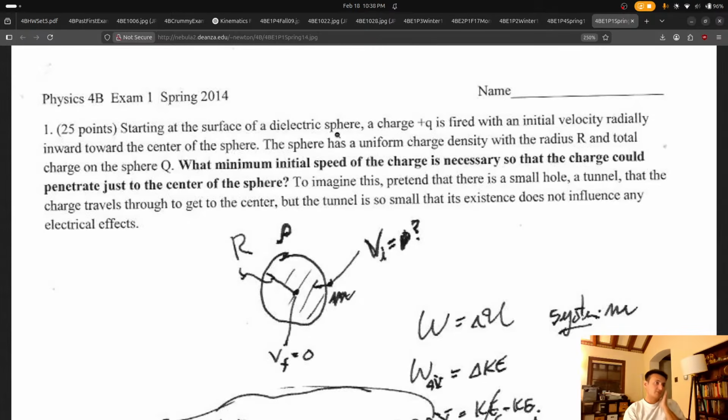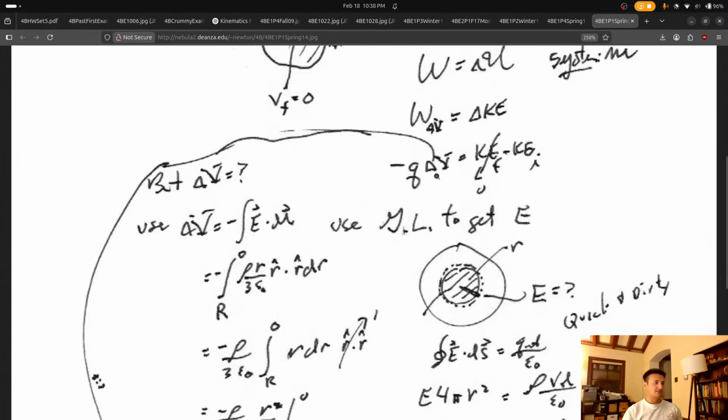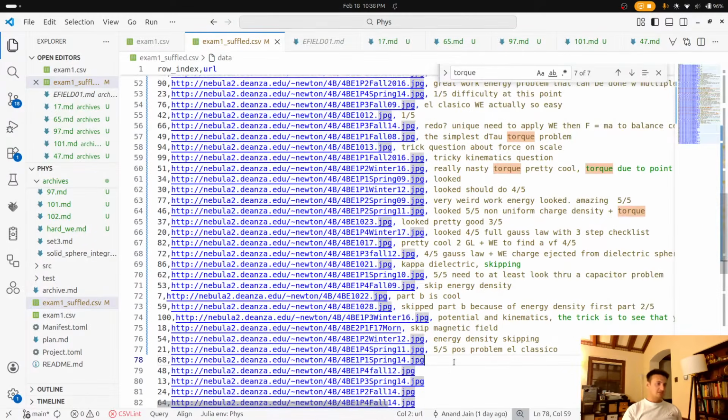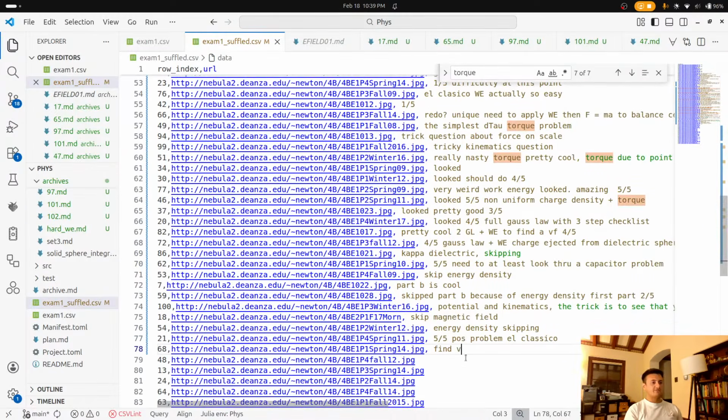You take the system to be Q. You do Gauss's law to find the E field. You find the delta V with a line integral because you need to do a line integral. And then you find the work, and then you know that KE_f is 0, KE_i is non-zero. Then you solve for v_i. This is like a pretty normal one. I feel like this isn't that bad. This is like find v_i, Gauss's law plus work energy.